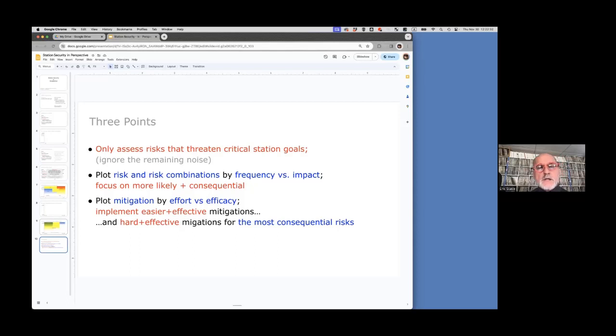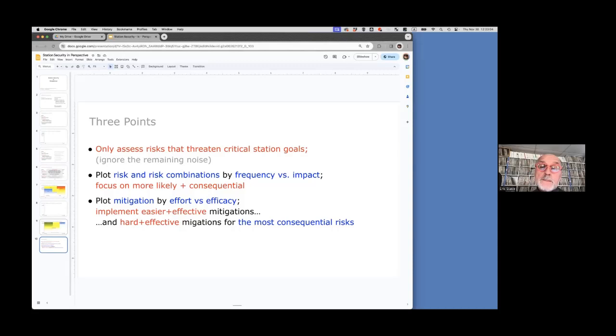The second step is to take risks or combinations of risk and make a rough judgment as to how likely they are to occur and what the impact would be, and focus on those things that are more likely and more consequential. And then third, for those things that you are focusing on, take a look at different mitigation possibilities and evaluate them by level of effort and efficacy. And again, focus on those things that are easier to do and more effective in mitigating the risk.